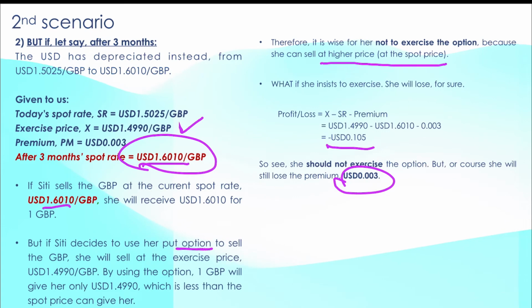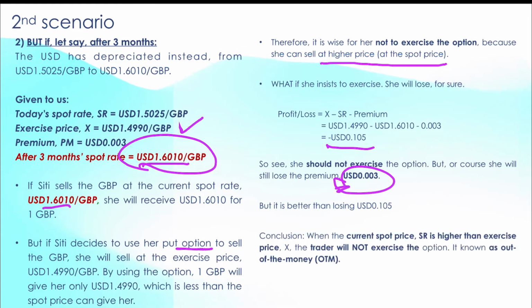Okay, so the disadvantage of the option is, whether you exercise or not, you still lose the premium. But it is better than losing 0.105. As a conclusion, when the current spot price is higher than the exercise price, the trader will not exercise the option. It is known as out of the money, OTM.